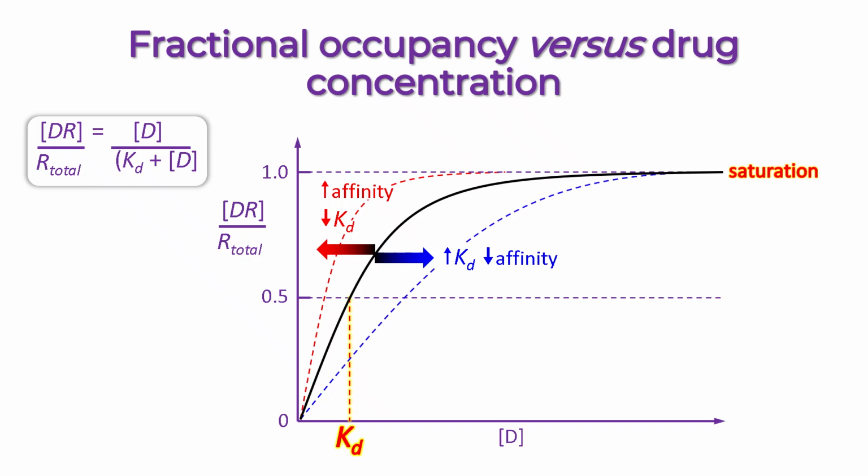So, this simple hyperbolic curve captures the central idea of the receptor occupancy model. Drug concentration determines receptor binding, binding determines response, and affinity sets the scale.